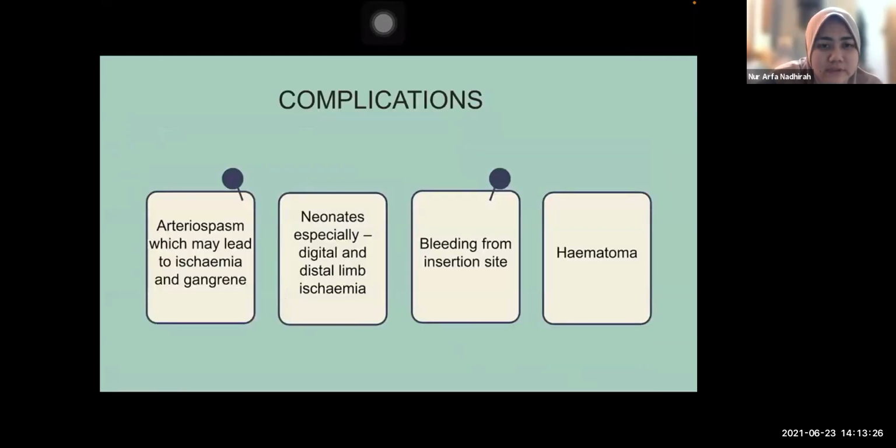These are among the complications of peripheral arterial cannulation, which include arteriospasm, which may lead to ischemia and also gangrene. In neonates especially, they can have digital and distal limb ischemia, any bleeding from the insertion site, and also hematoma.